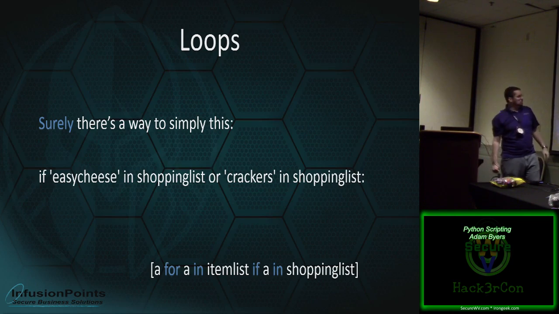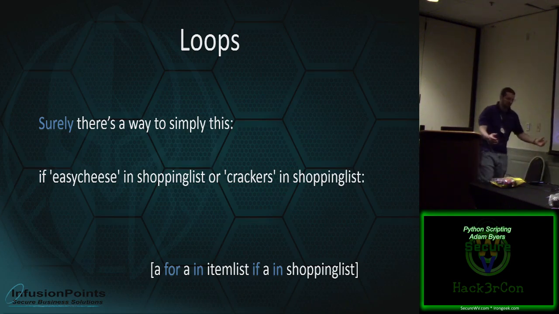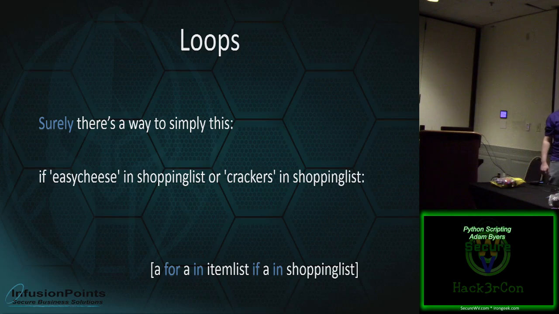Okay? So our item list would be a list containing Easy Cheese, crackers, all the other essentials. And it would iterate through that list. If it's in shopping list, it would return it. Okay, do we see where that section's up? Does that make sense, guys?